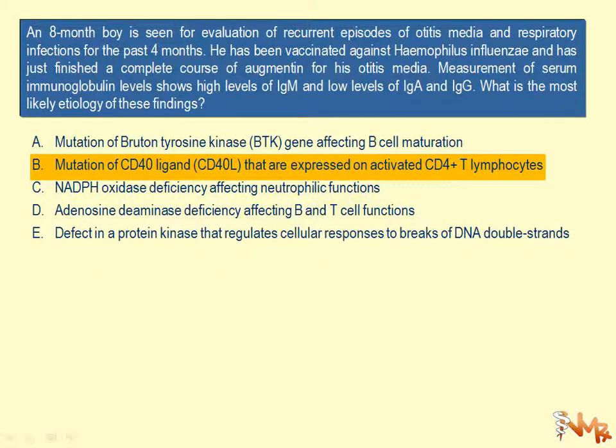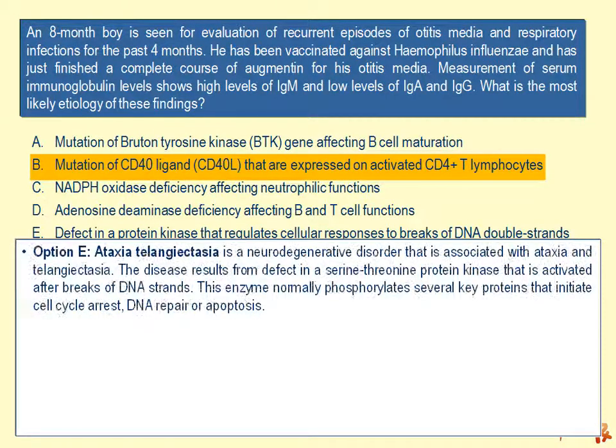To give you a few keywords about the other distractors, I want you to know that option E, defect in protein kinase that regulates cellular responses to breaks of DNA double strands, pertains to ataxia telangiectasia. This is a neurodegenerative disorder that is associated with ataxia and, of course, telangiectasia. The disease results from defect in serine threonine protein kinase that is activated after breaks of DNA strands. This enzyme normally phosphorylates several key proteins that initiate cell cycle arrest, DNA repair, or apoptosis.